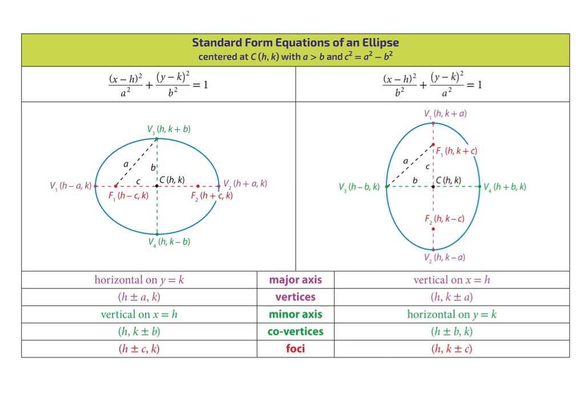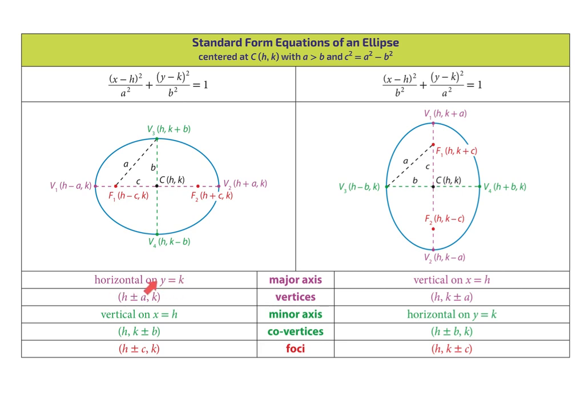You'll notice, unlike your parabolas that flip-flop, your H and K do not change, okay? So your H and K remain with the X and the Y, no matter which way you're elongating. It just depends on where that major axis is sitting, okay? So that's the only thing that changes between the two. And then we're going to look at some of the differences.